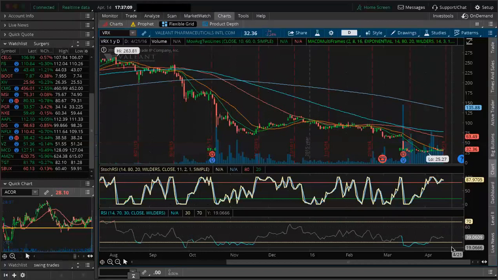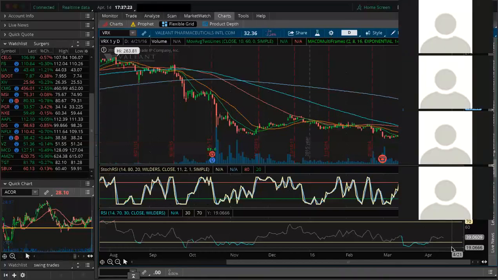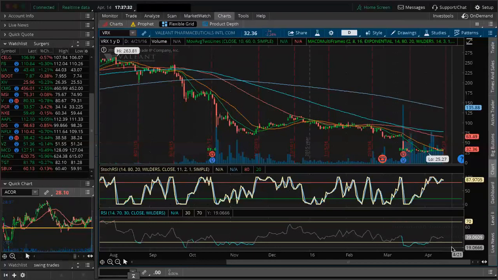Now, the difference between the stochastic RSI and the regular RSI is that the stochastic RSI uses the stochastic formula with a set of RSI values instead of just the standard price data that the RSI uses. So that's just the basics of how it's computed.